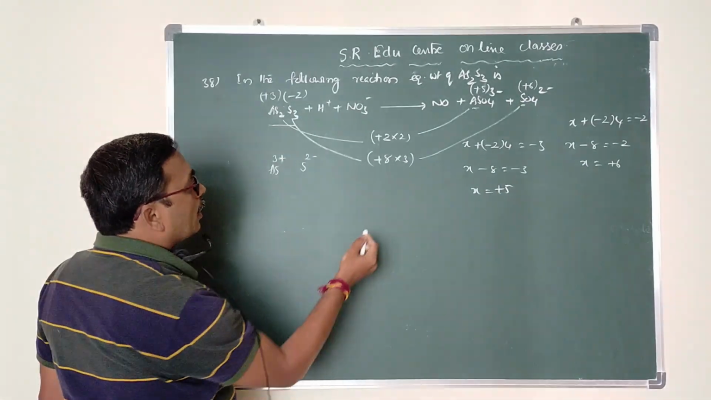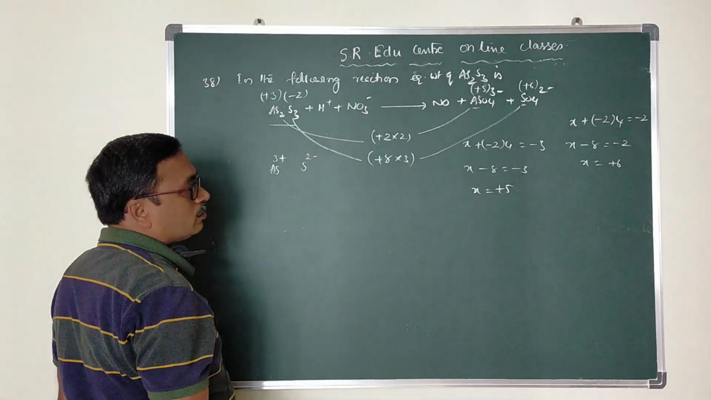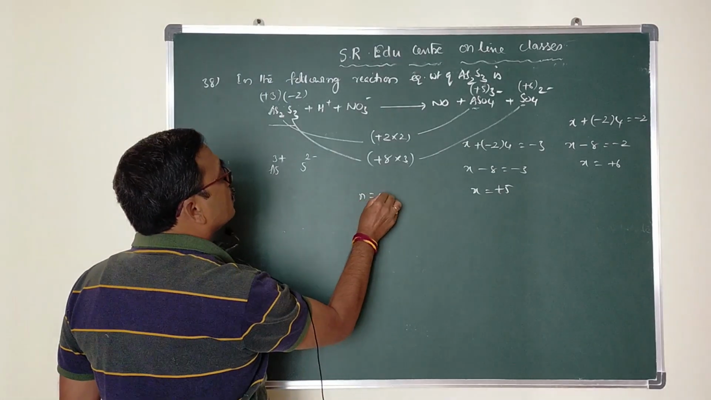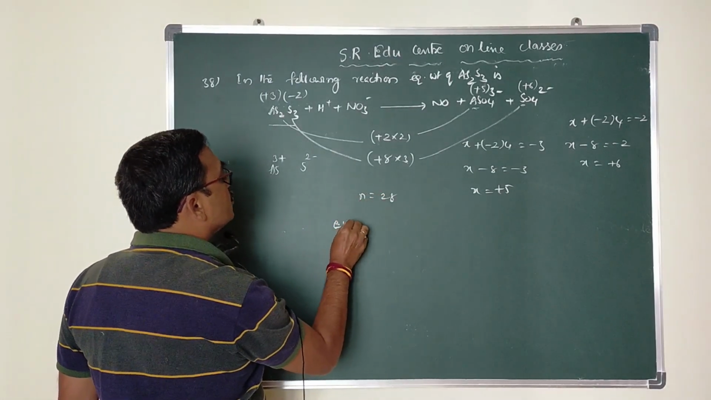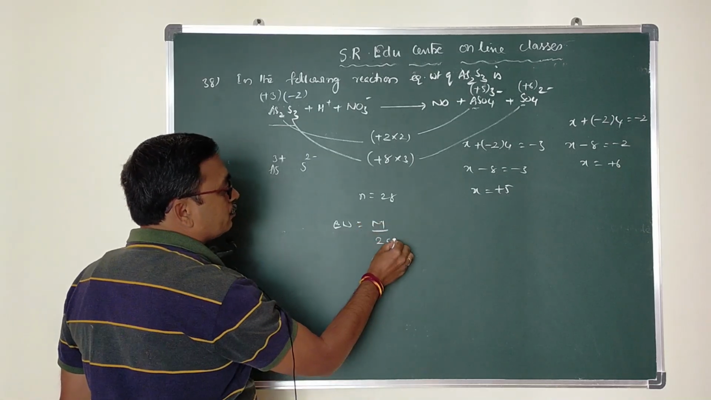So here n factor is 2 into 2, 4, plus 8 into 3, 24. That means 4 plus 24, 28. So n factor is 28. Equivalent weight is equal to molecular weight by n factor, that is 28.